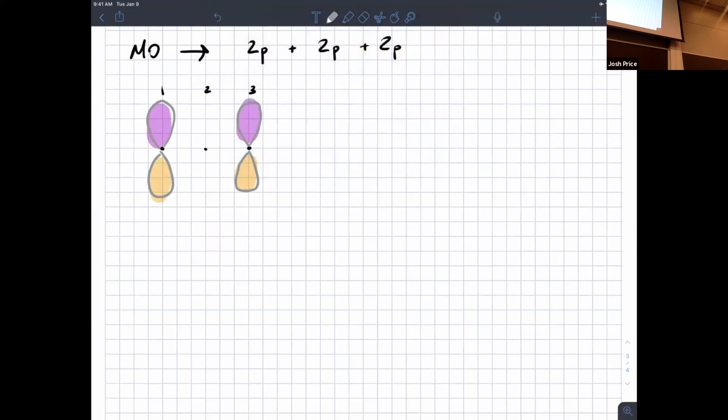If we were to name this orbital, I suppose we could call it 2p from carbon 1 plus 2p from carbon 3. And then we would need to, at the same time, deal with the out of phase combination, where we subtract one from the other.